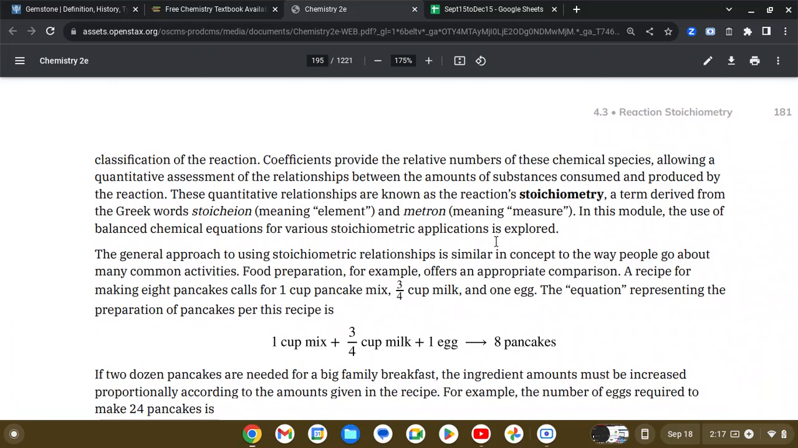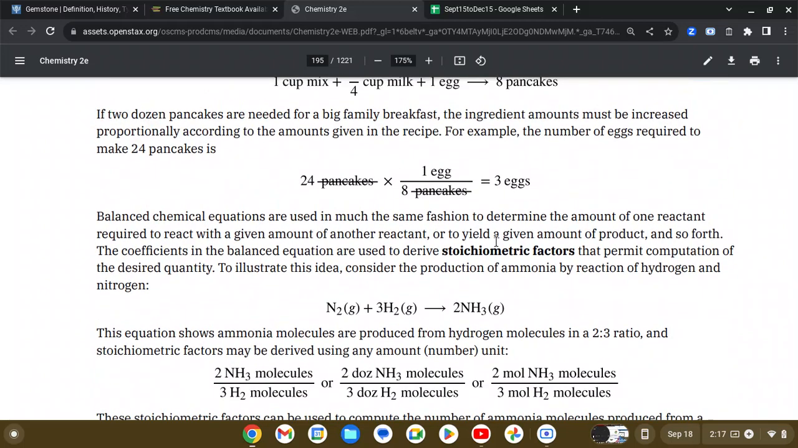A recipe for making 8 pancakes calls for 1 cup pancake mix, 3/4 cups of milk, and 1 egg. The equation representing the preparation of pancakes for this recipe is, there it is. If 2 dozen pancakes are needed for a big family breakfast, the ingredient amounts must be increased proportionally according to the amounts given in the recipe. For example, the number of eggs required to make 24 pancakes is blank.